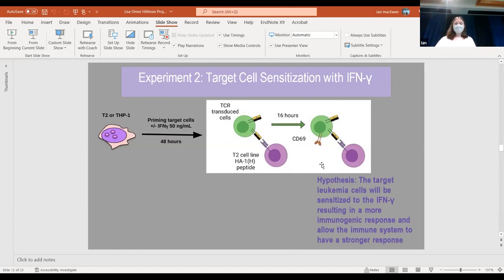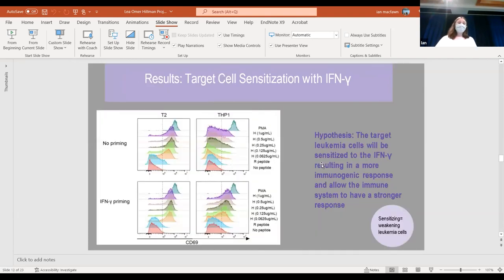My hypothesis was that the target leukemia cells will be sensitized to the interferon gamma, and that will result in a more immunogenic response, and later on the T cells will better recognize and destroy those cells. So these are the results. If you look at T2 with and without priming with interferon gamma, there doesn't seem to be much of a change. It appears to be having the same amount of CD69 with and without interferon gamma.